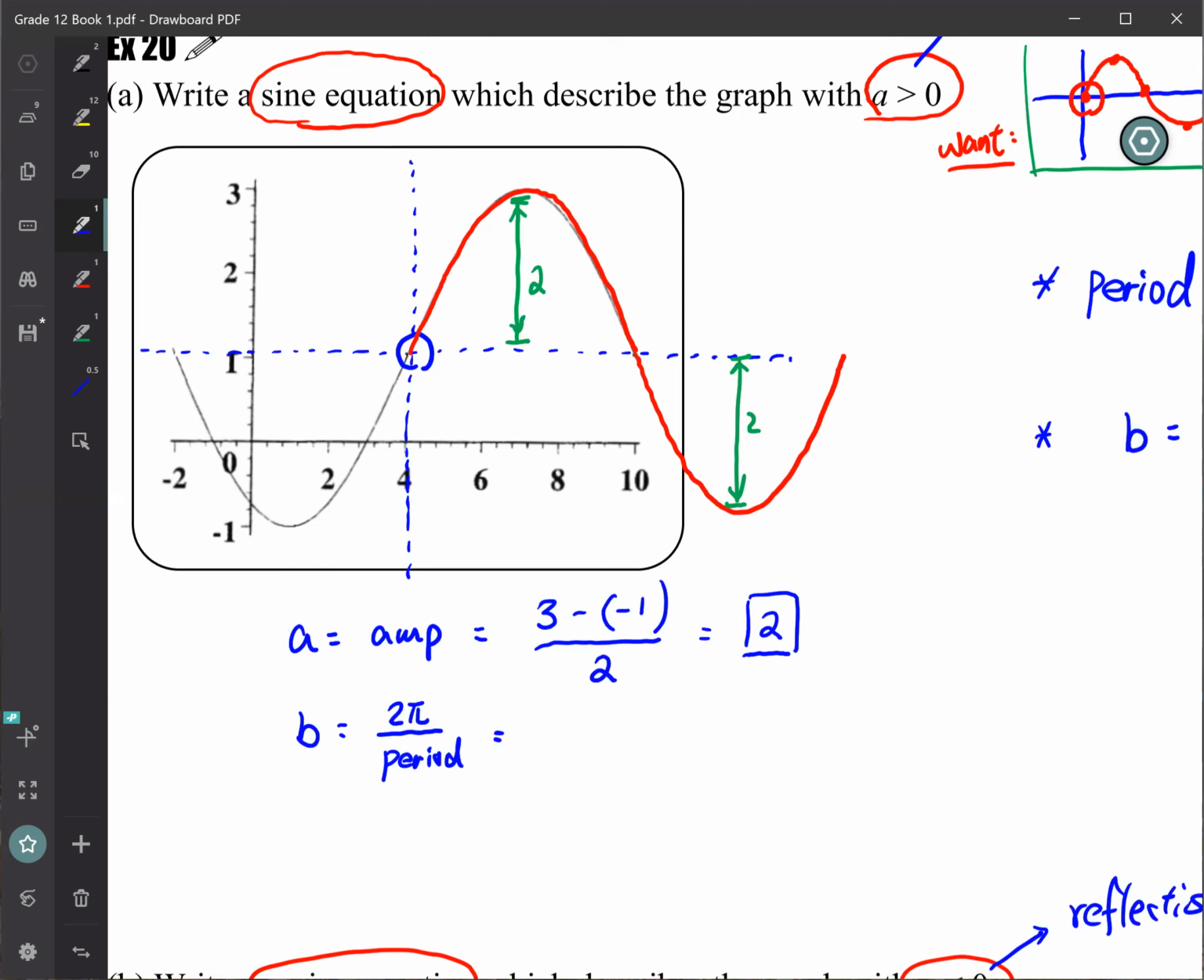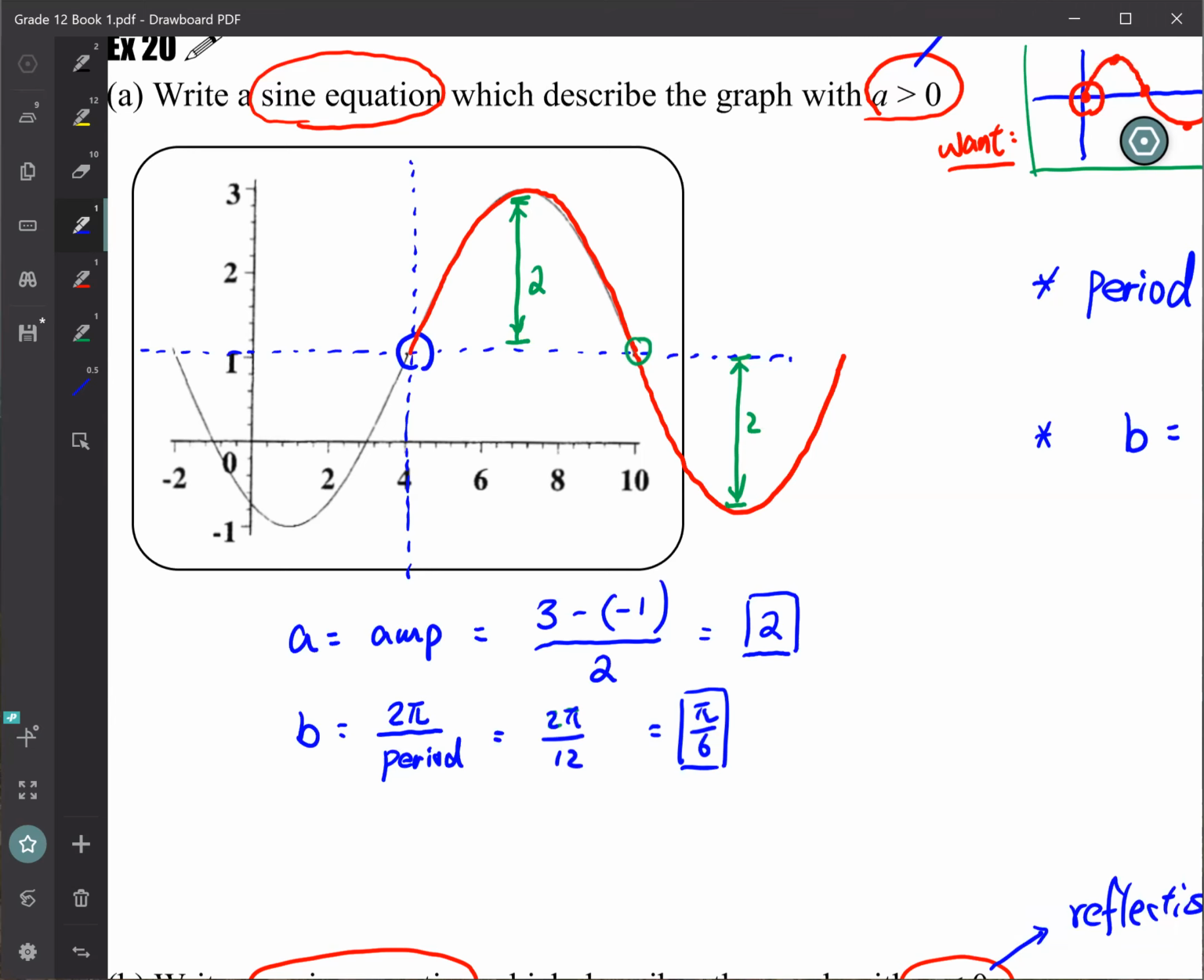So what you can do is pick any point to start, right? You can say, I start with the origin at 4, and then finish going up, going down, and then ends at 10, right? So that's like 6 away. And then another 6 will go down and go back up, right? So total will be 12. So you can look at the picture and count. So this one will be 2 pi over 12. Of course, I can reduce it, right? Pi over 6. So that's how you get B.